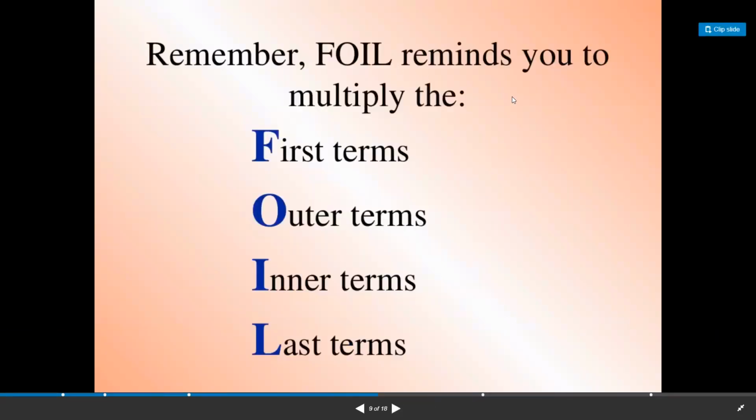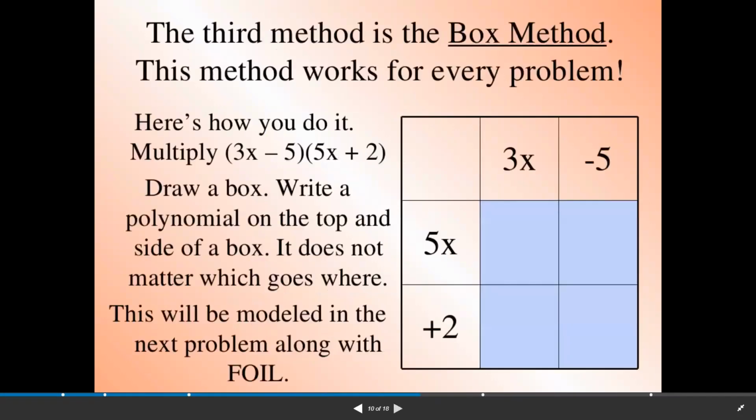So remember, FOIL reminds you to multiply the first term, outer term, inner term, and the last term. You can see the first capital letters, how to do it.